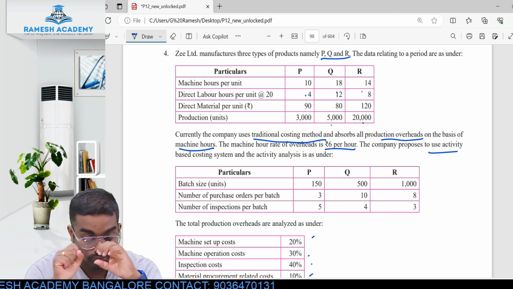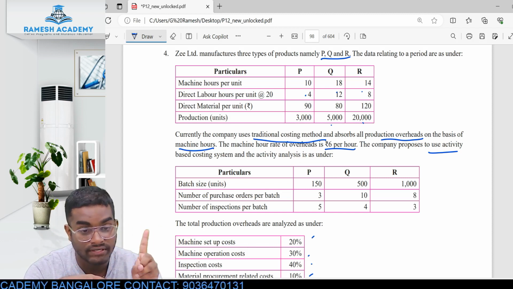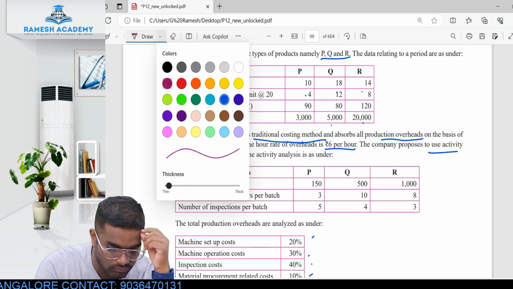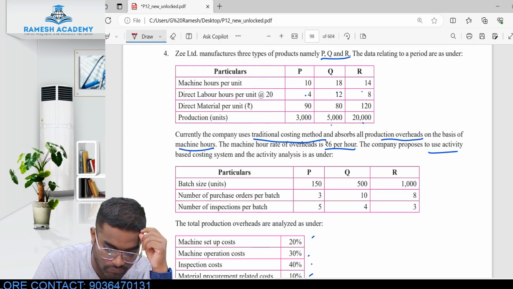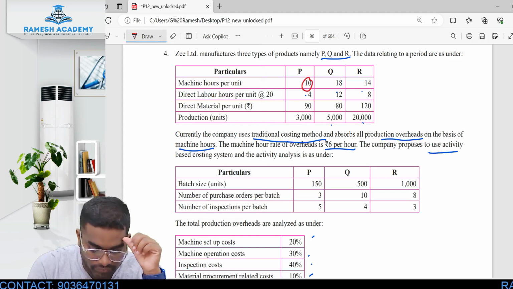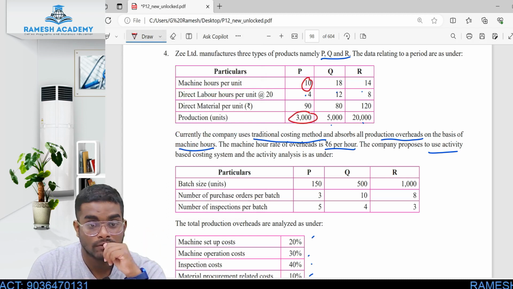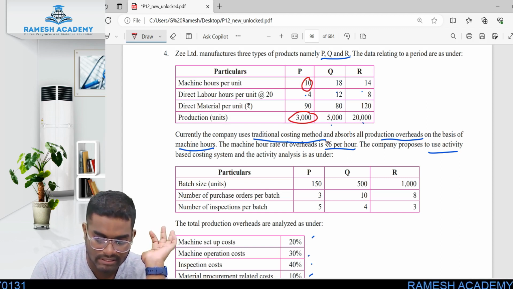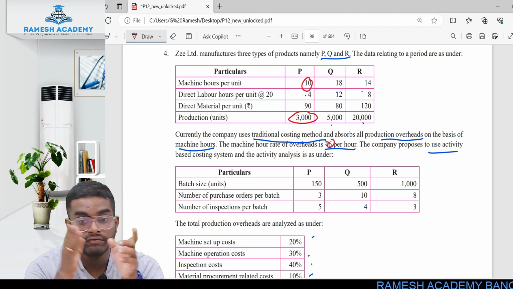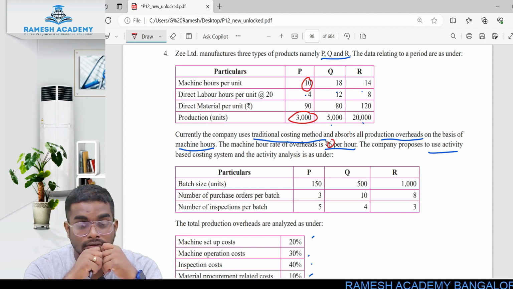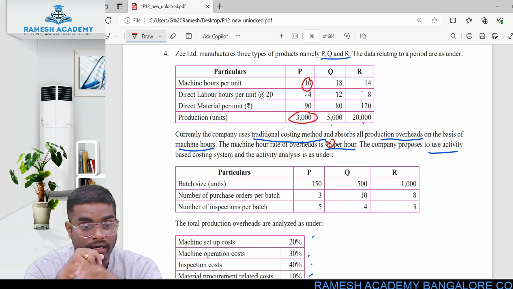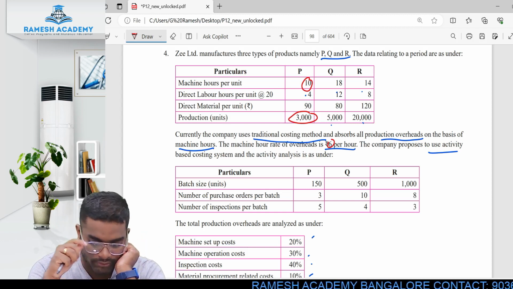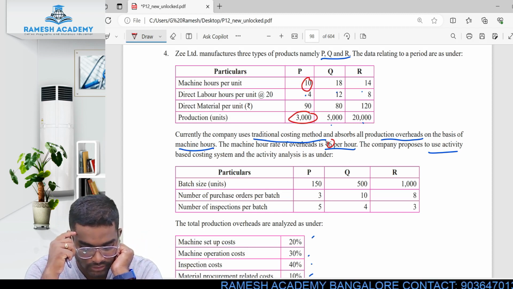How? See, 1 unit it is taking 10 machine hours. We have 3000 units. So how many number of machine hours? 30,000. Clear? Multiplied by 6. Same, do it for Q and R. You will get the overhead for P, Q and R as per the traditional system. Then divided by number of units, you will get the per unit overhead. So try to solve this.